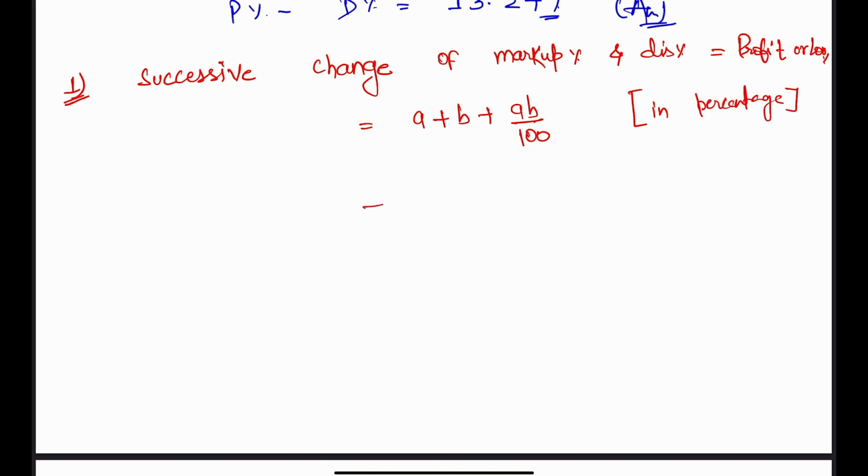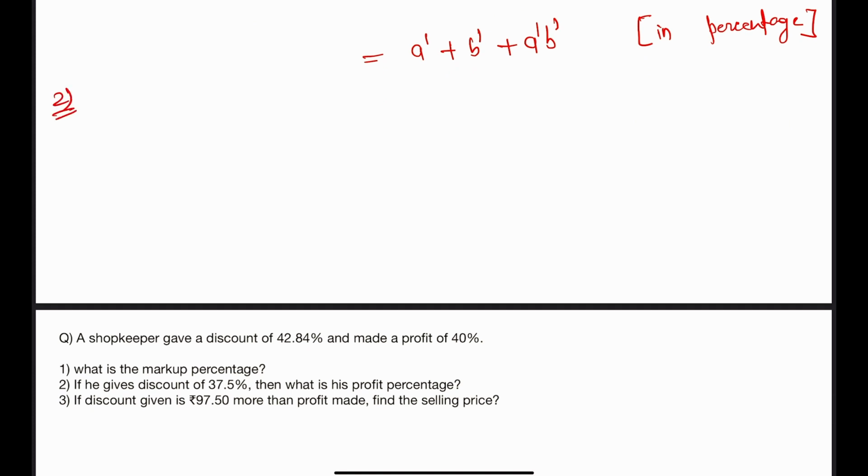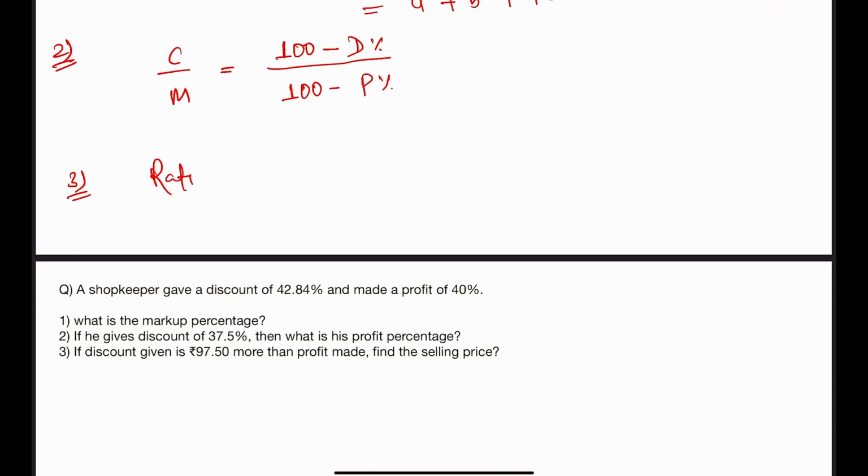And the second thing we find out, if it's in the fractional terms, a dash b dash plus a dash plus b dash in percentage. After this, we also find c by m equal to cross multiplication. In markup it will always be discount, so 100 minus d percent. And in cost it will be cross multiplication, so profit percentage. And in the third one, which is ratio, we understand ratio, and what ratio actually means is solving the question in terms of CNS.